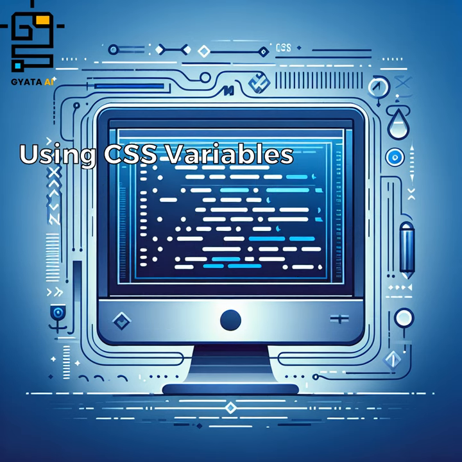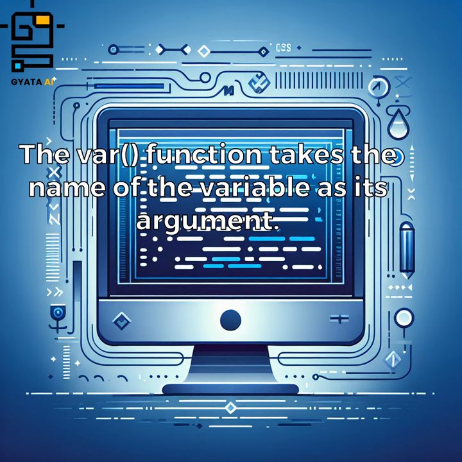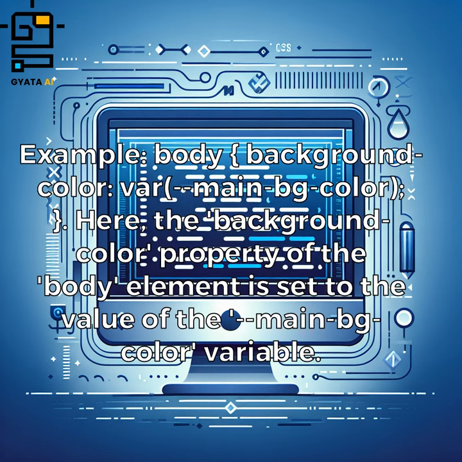Using CSS variables. To use a CSS variable, use the var function as the value of a property. The var function takes the name of the variable as its argument. Example: body { background-color: var(--main-bg-color); }. Here, the background-color property of the body element is set to the value of the --main-bg-color variable.